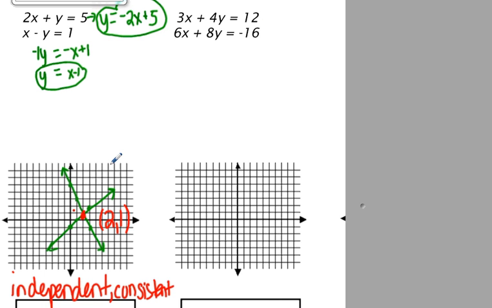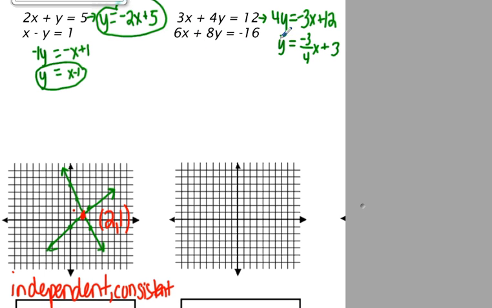So on my top equation, I'm trying to isolate the y variable. So the first thing I'm going to do is subtract 3x to the other side of my equation. And next I want to divide everything by 4 in order to get the y by itself, which gives me negative 3 over 4x plus 3.